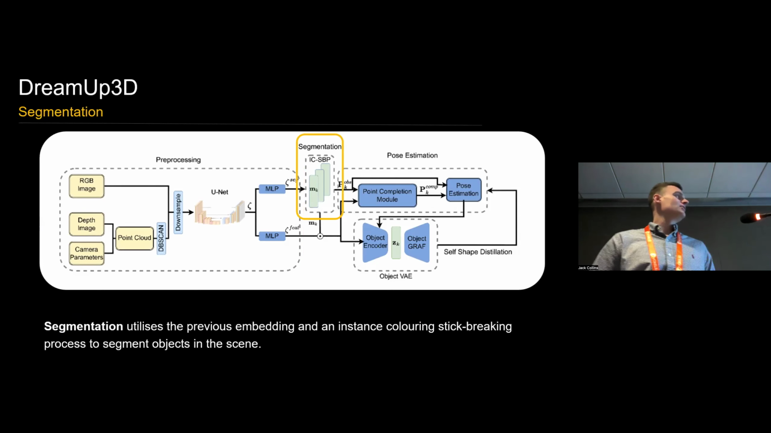The segmentation module utilizes the previous embedding and an instance coloring stick-breaking process to segment objects in the scene. The instance coloring stick-breaking process is a differentiable clustering algorithm that tries to create masks that describe the entire embedding. That includes individual objects, the background, and also a redundant scope, which is sort of unexplained points.